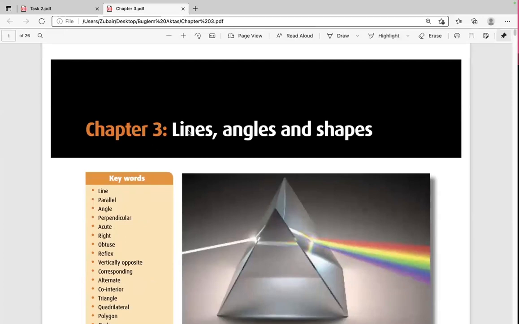In polygons. Now we'll do them in detail. Let's just discuss the basics before we move on.